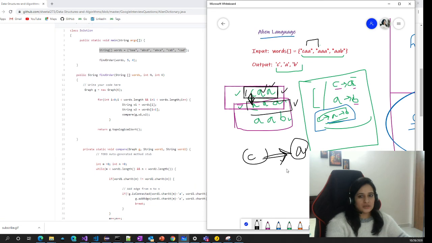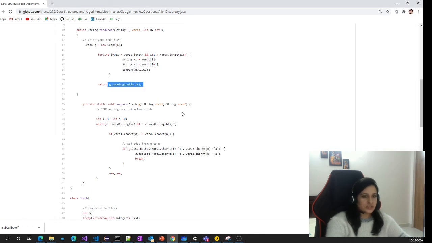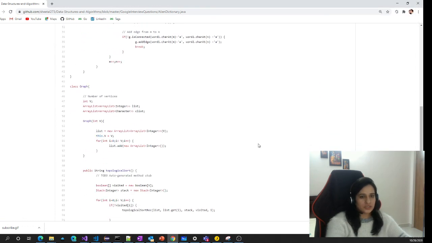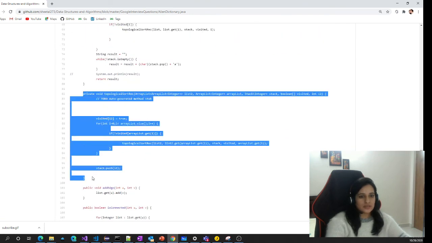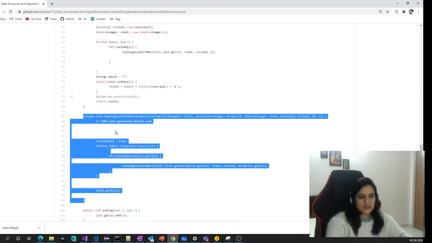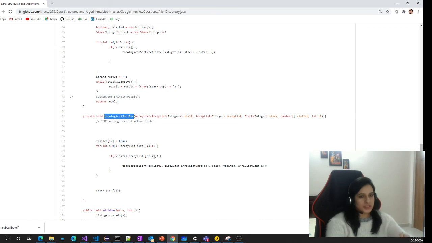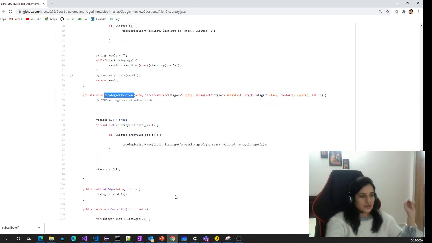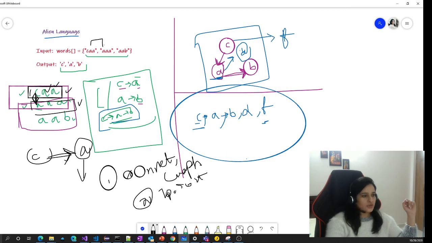Once the graph is created and these edges are added, you just call graph dot topological sort. For topological sort, there are two methods written: topological sort, and the recursive method it calls. This code is also covered in my previous video, so you can check there. That's all. Thanks for watching.